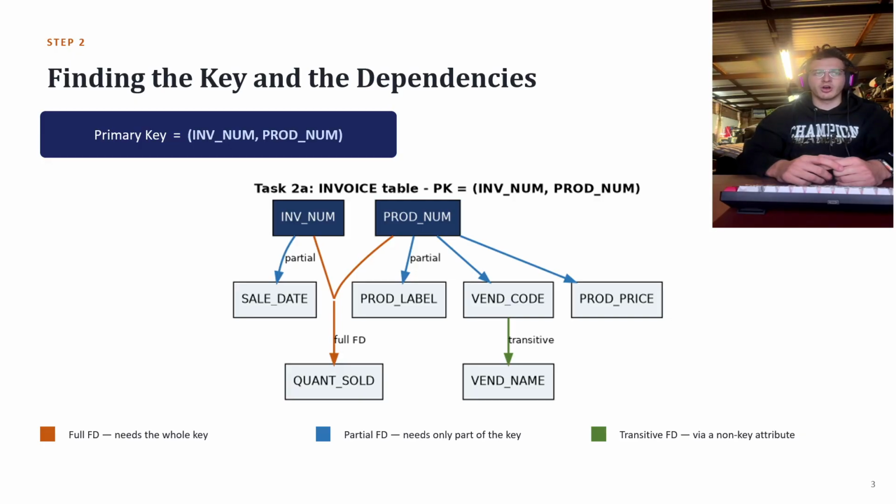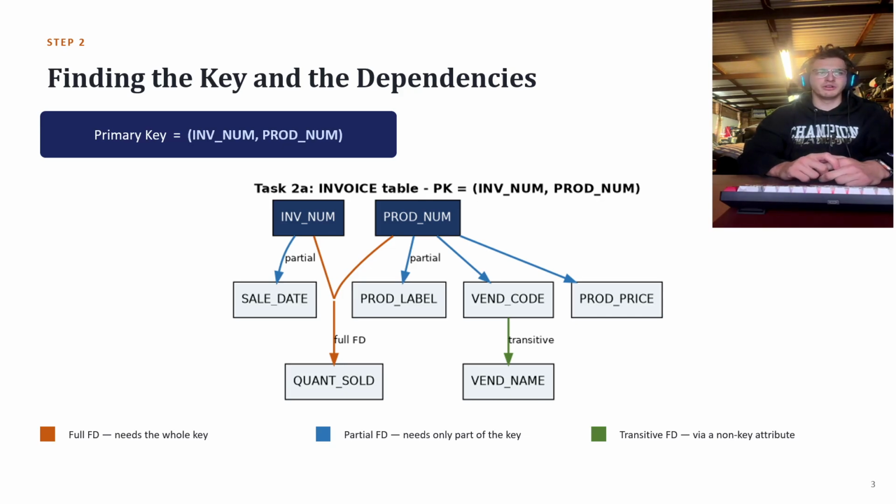But some attributes only depend on part of the key. Sale date only depends on inv_num because the date belongs to the invoice, not the product. And prod label, prod price, and vend code only depend on prod_num. Those are properties of the product itself. Those are partial dependencies and they violate second normal form.